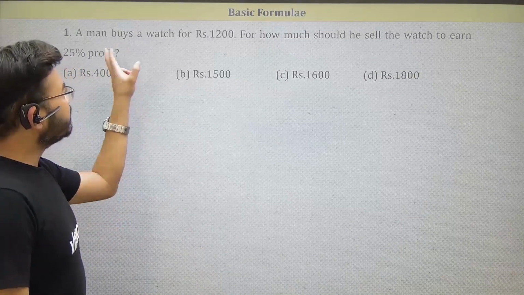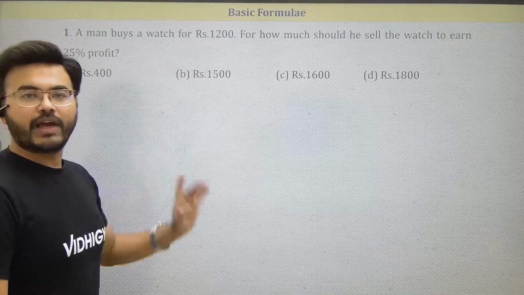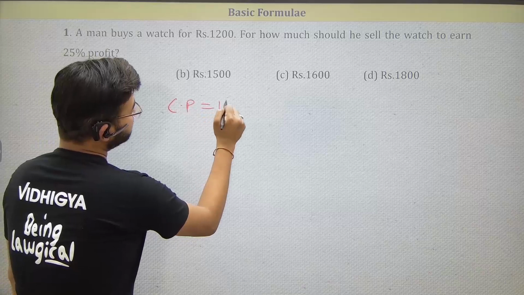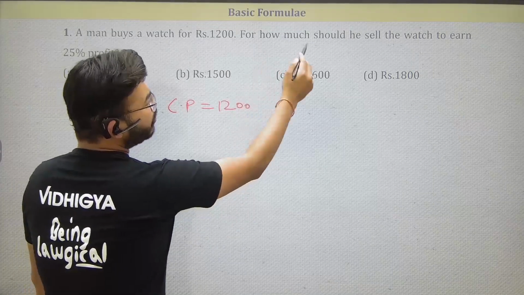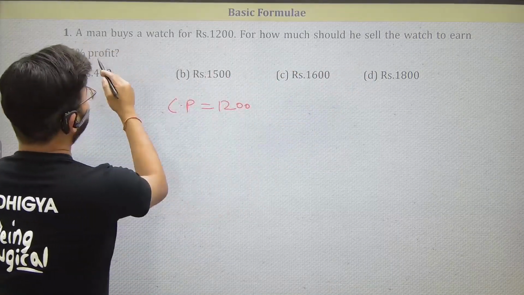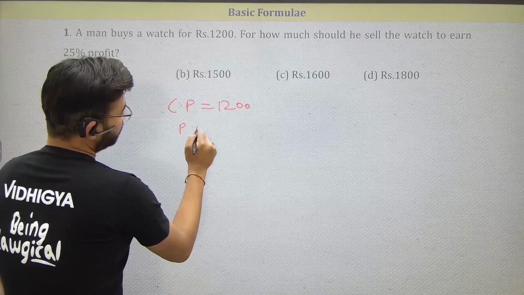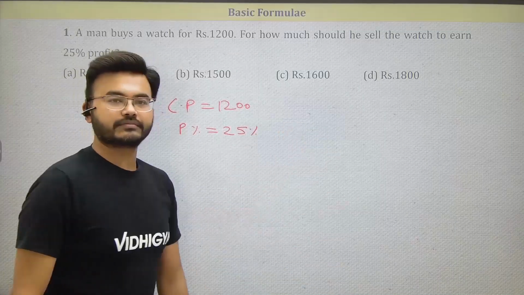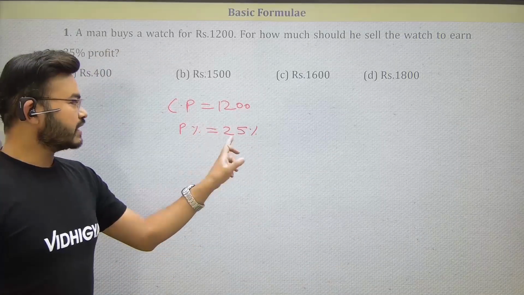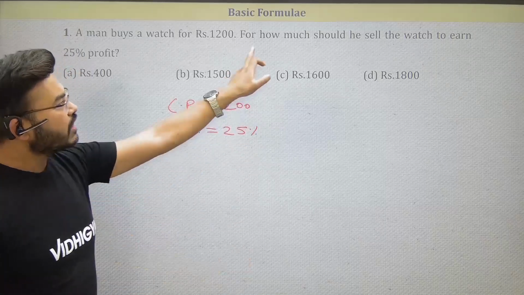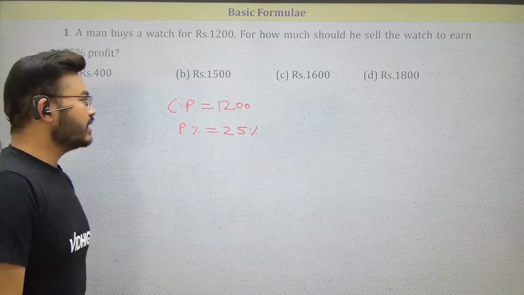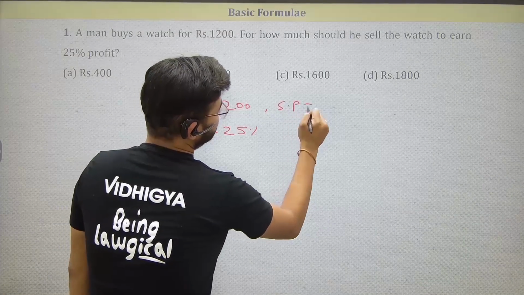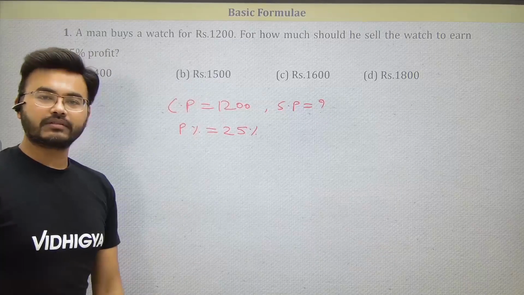First, a man buys a watch for rupees 1200. That means cost price is given to us, which is 1200. For how much should he sell the watch to earn 25% profit? So profit percent is 25%. We are given cost price, we are given profit percent. We are asked for how much should he sell. That means we need to find the selling price. So selling price is what we need to find in this particular question.